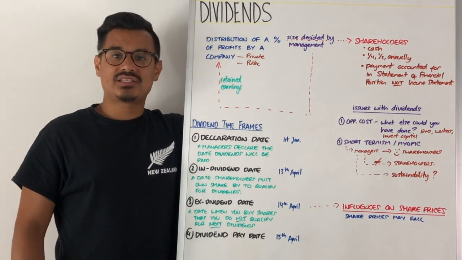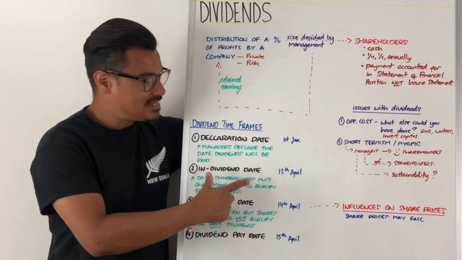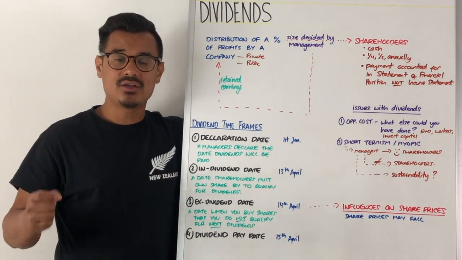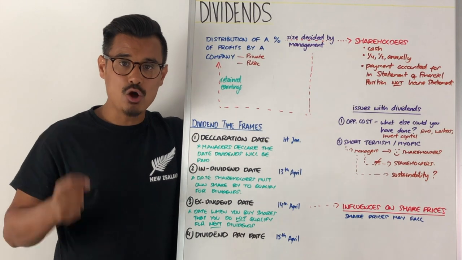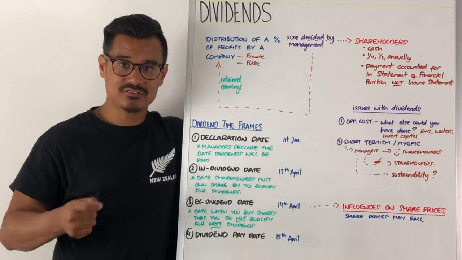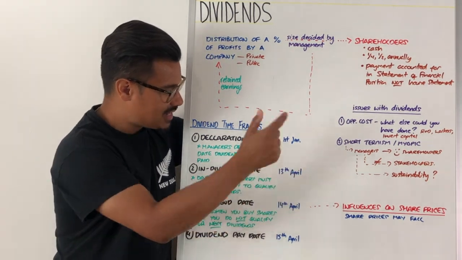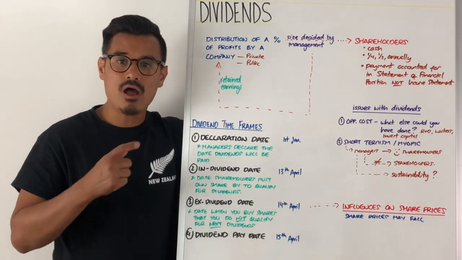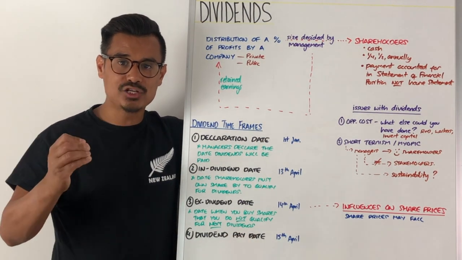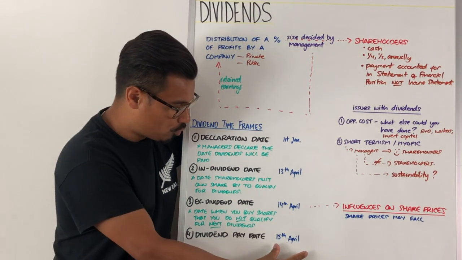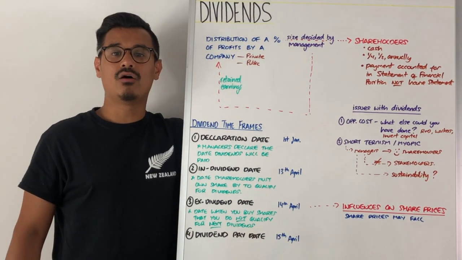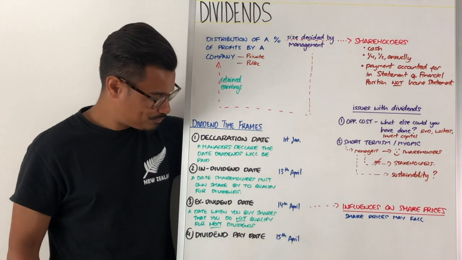That leads to the second date. The second date is the in-dividend date. This is the date by which the shareholders must own that share. They have to own it on that day. We could say that's the 13th of April. And if they own it on that date, then they are eligible. They qualify for the dividend to be paid on the 15th of April.